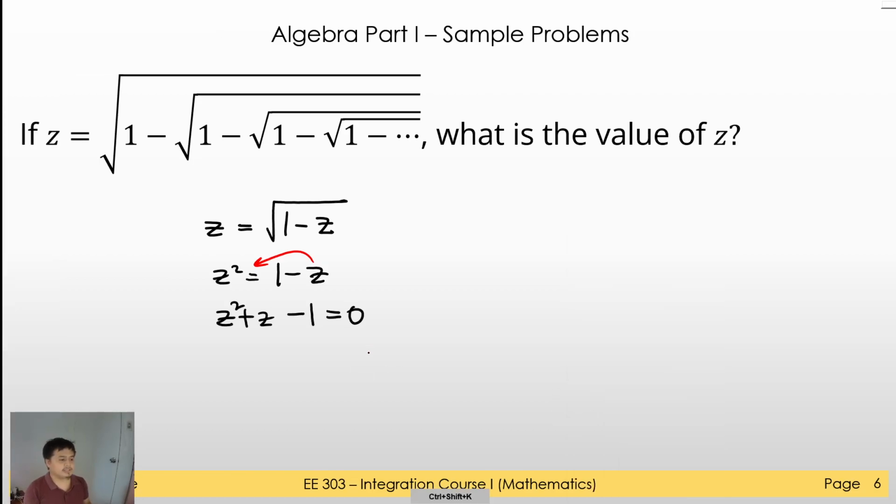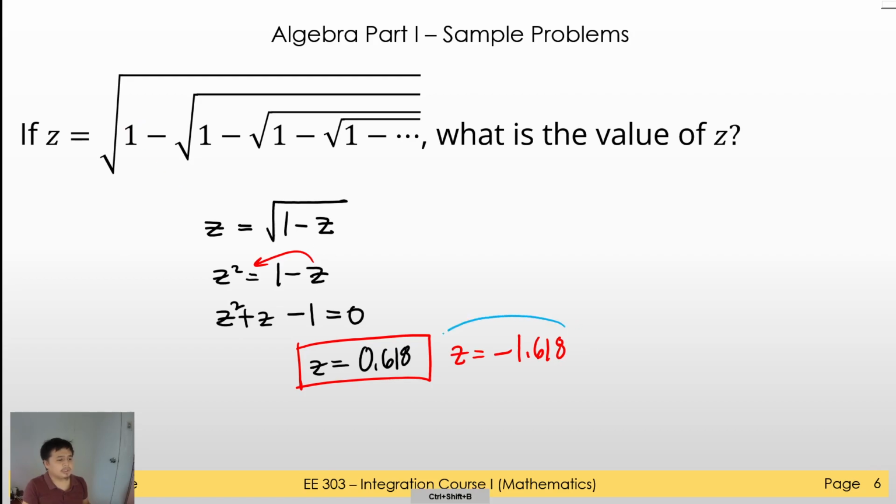So the answer is 0.618. z is equal to 6, this one, no? So z is also equal to negative 1.618, although the solution here, since this is a square root, will not be true for the realm of real numbers. So this should be the answer.